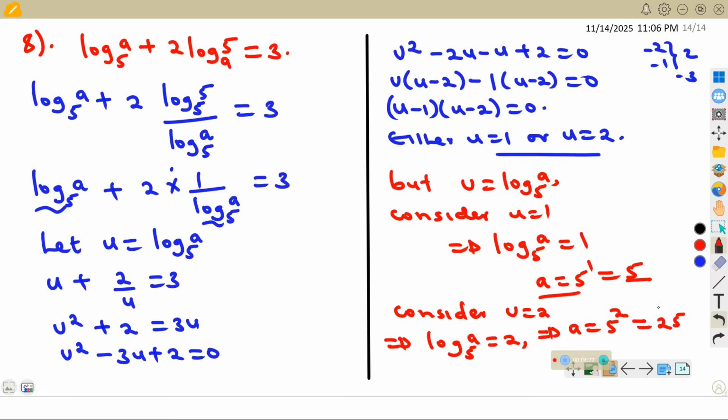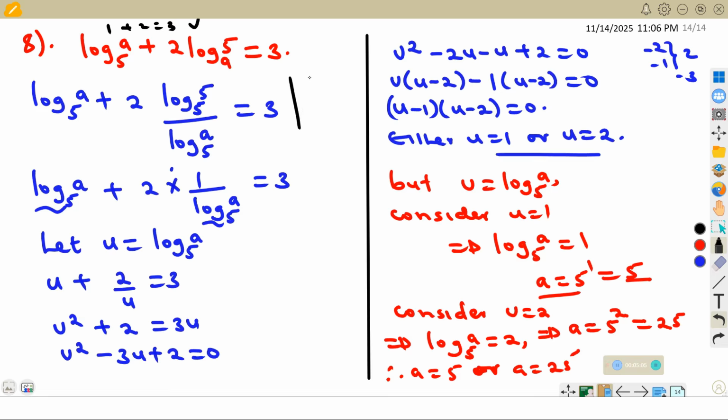So therefore, the values for a will be 5 and 25. So therefore, a is equal to 5 or a is equal to 25. But you can also check and see if it is satisfying. So log₅ 5, that is 1. Then a is 5, we are beginning with 5. So this is 1 plus 2, which is equal to 3, and that is true.